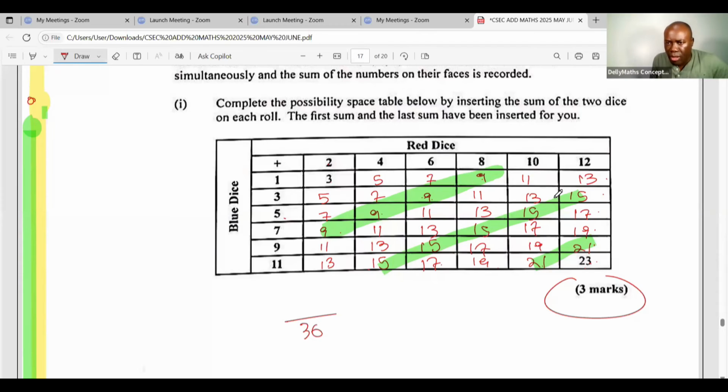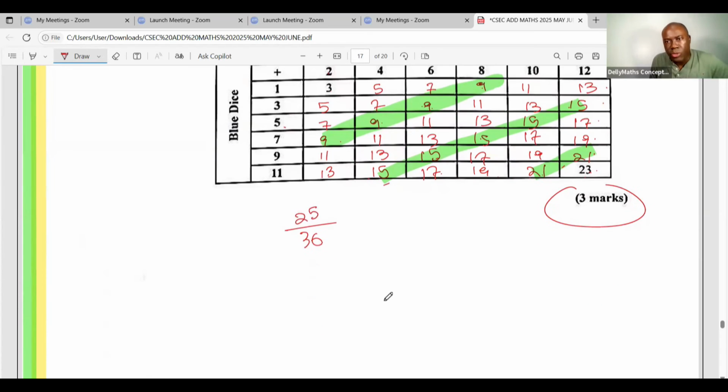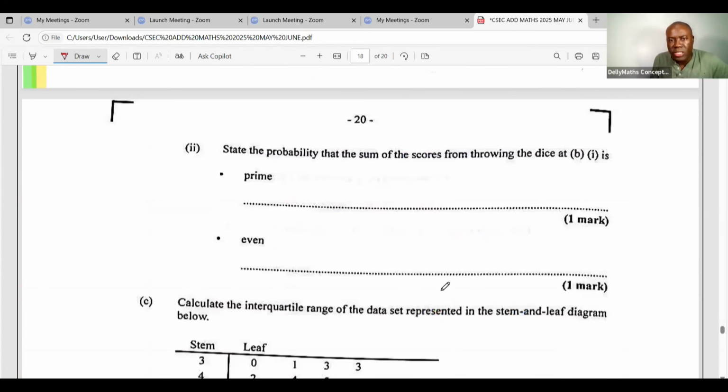1, 2, 3, 4, 5, 6, 7, 8, 9, 10, 11. So 11 from the 36, that's 25. So that means 25 would be prime, because everything is prime except those green lines. So it's 25 prime numbers we're seeing out of 36. It's that straightforward.